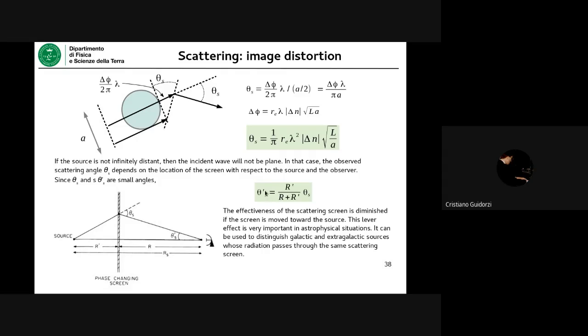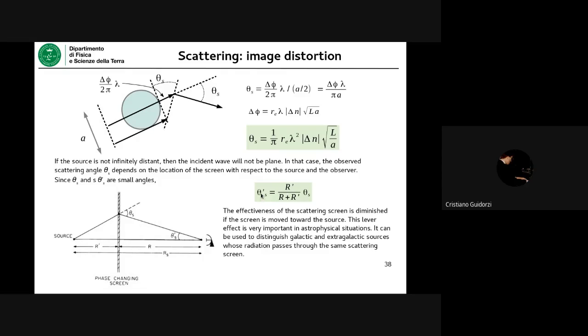And you immediately see that this angle is diminished if the screen is moved towards the source. Indeed, if you fix the distance between the source and the observer, and you ideally move the screen towards the source, you see that the sum in the denominator stays the same, while r prime gets progressively smaller.